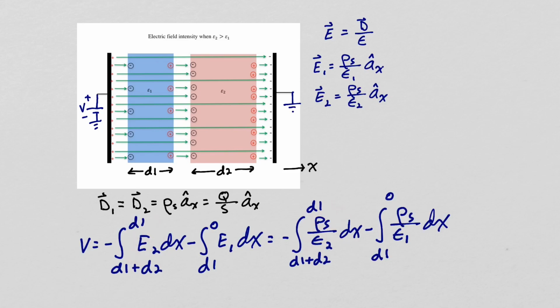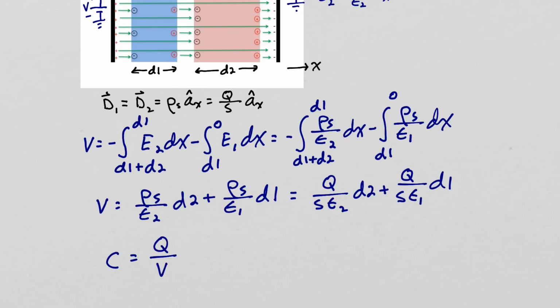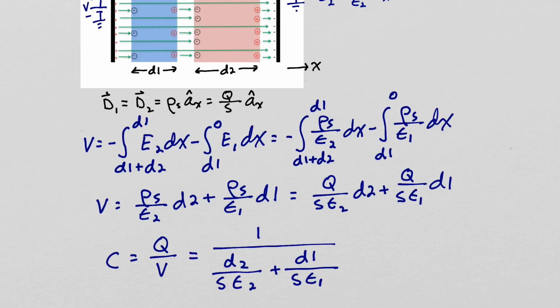Performing these two integrations, we get this expression for our voltage across our capacitor. Rho sub s is just the total charge on the capacitor divided by the area of the capacitor plates. So we'll make that substitution for rho sub s. And we can just rearrange this equation to get Q over V, which will be the capacitance of our structure, which I've rewritten here.